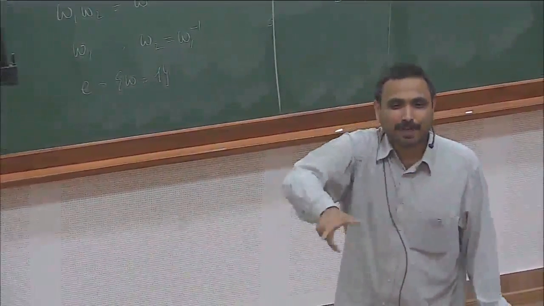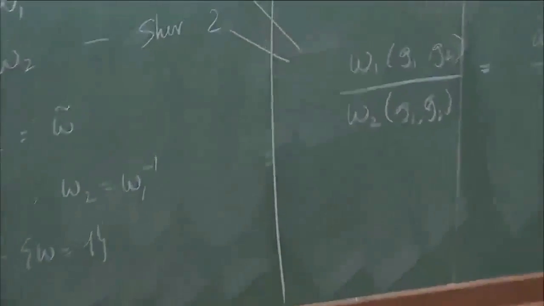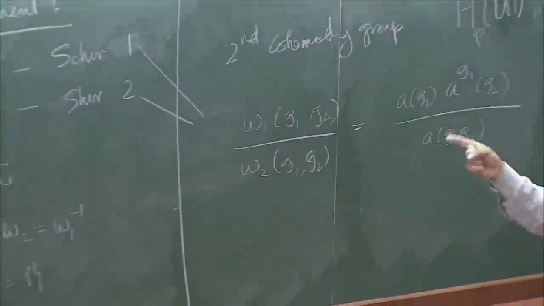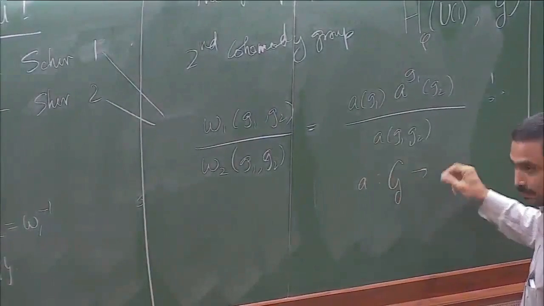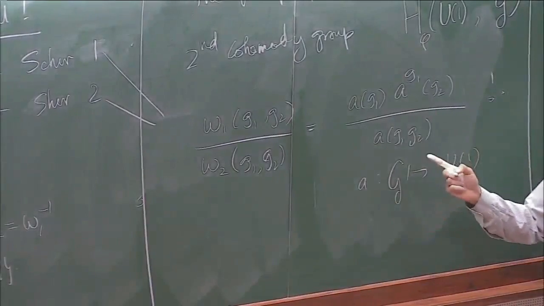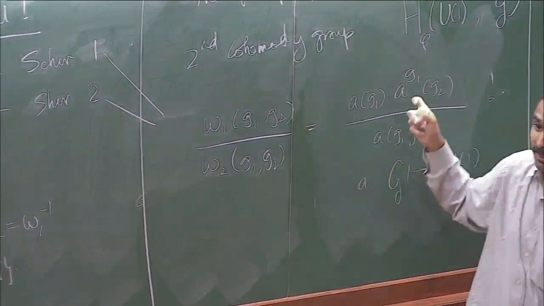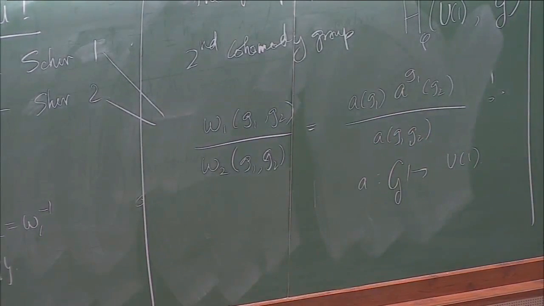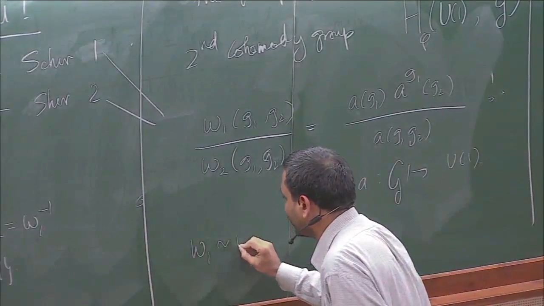This is the equivalent, very crudely, of some unitary transformation. So two such things for which there is a function A from G to U(1). If there exists such a function, for every group element there is another complex number, and the ratio of these two Schur multipliers is this, then these two are equivalent. So I will say here, if this is true, then omega 1 is equivalent to omega 2.